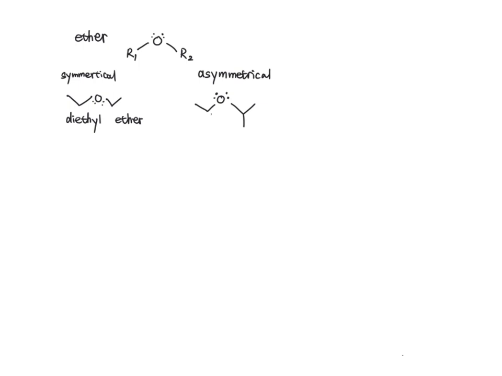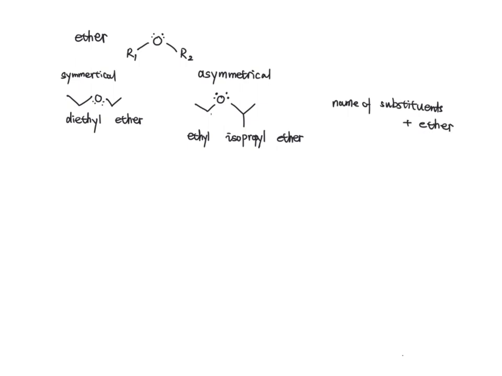So for this one, if we name it, we can call it ethyl isopropyl ether. So basically you tell what the R1 and R2 groups are. And this is a common name. So the common name basically is the name of the substituent, or substituents if you have different ones, plus ether. So this is a common name of ether.